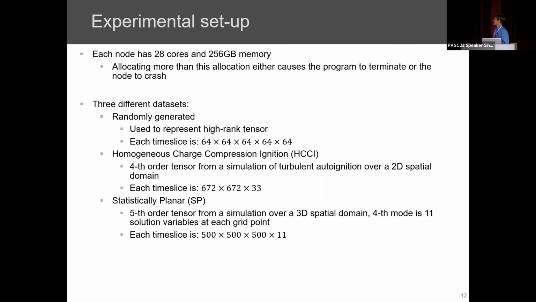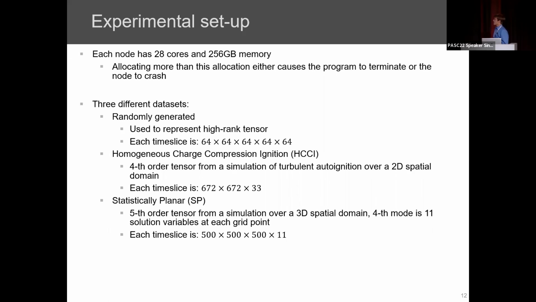The second is a homogeneous charge compression data set, which forms a 4th order tensor from a simulation of turbulent auto-ignition over a 2D spatial domain, where each time slice is 672 by 672 by 33. The entire data set here is, I think, around 76 gigabytes of memory.